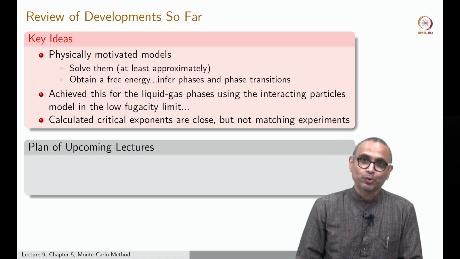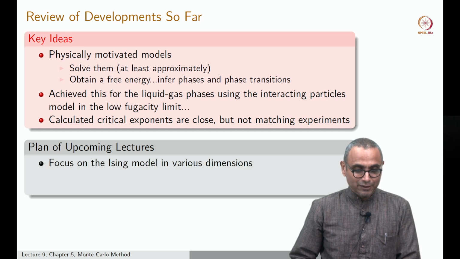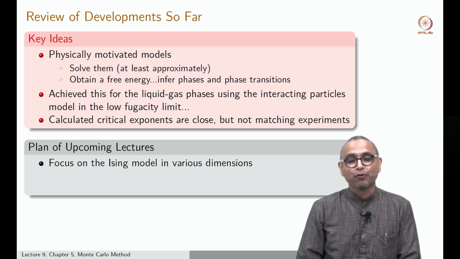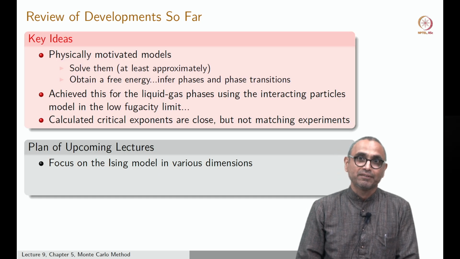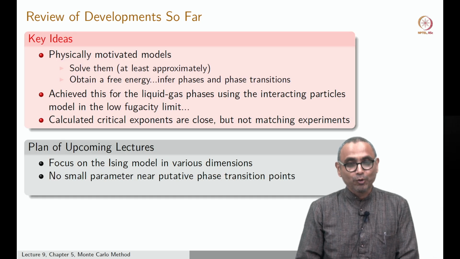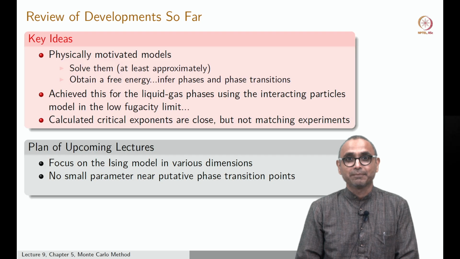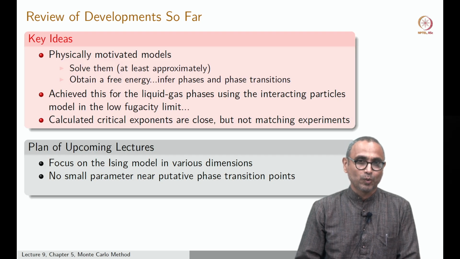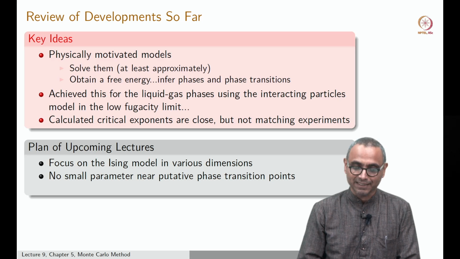So what are we going to do in the new chapter that we have just started today? The idea is we'll focus on the Ising model, and we will study the Ising model in various dimensions. Now you will see that the Ising model is a difficult model to solve, especially in higher dimensions, and so you will see that the tricks of trying to find some small parameter etc. will not be very successful.